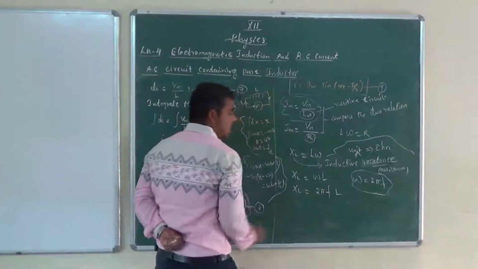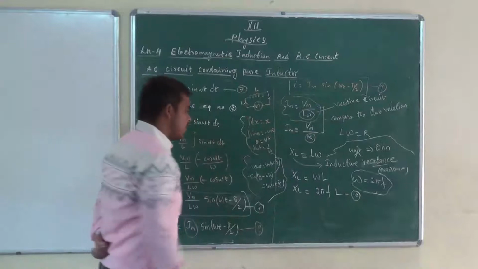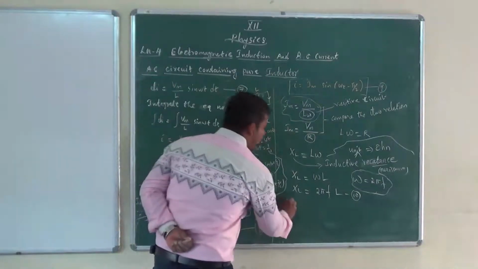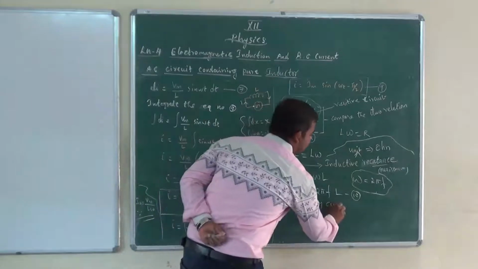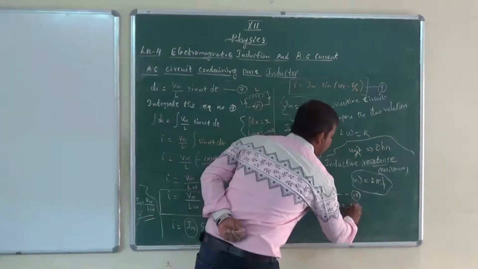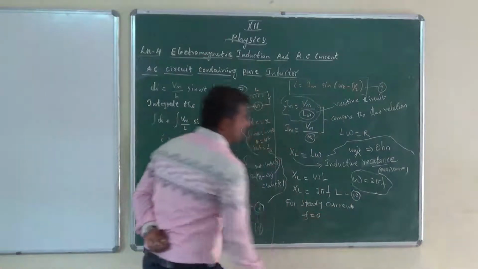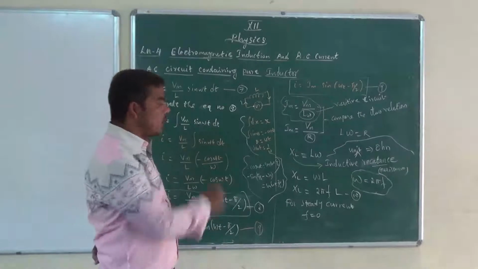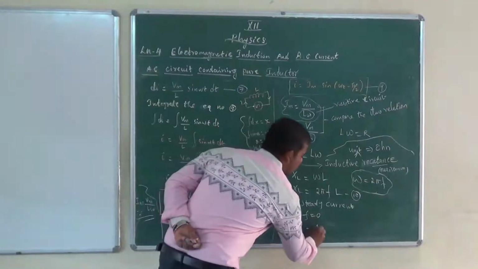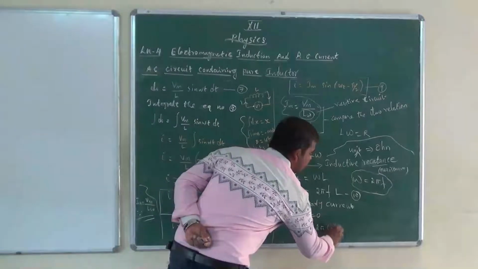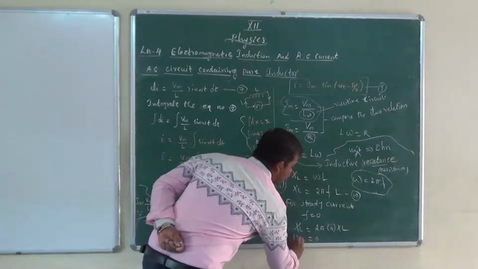See this equation number 10. I want to apply the condition for steady current. Steady means DC. It is applicable only for steady current, and the frequency of the steady current equals 0. When we apply equation number 10, what will we get? XL equals 2 pi, frequency 0, into L. The inductive reactance equals 0.